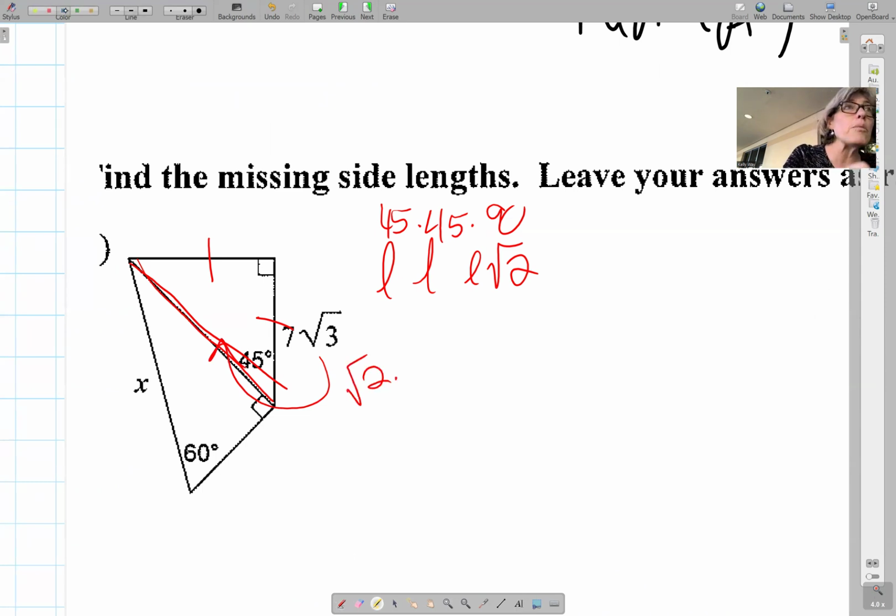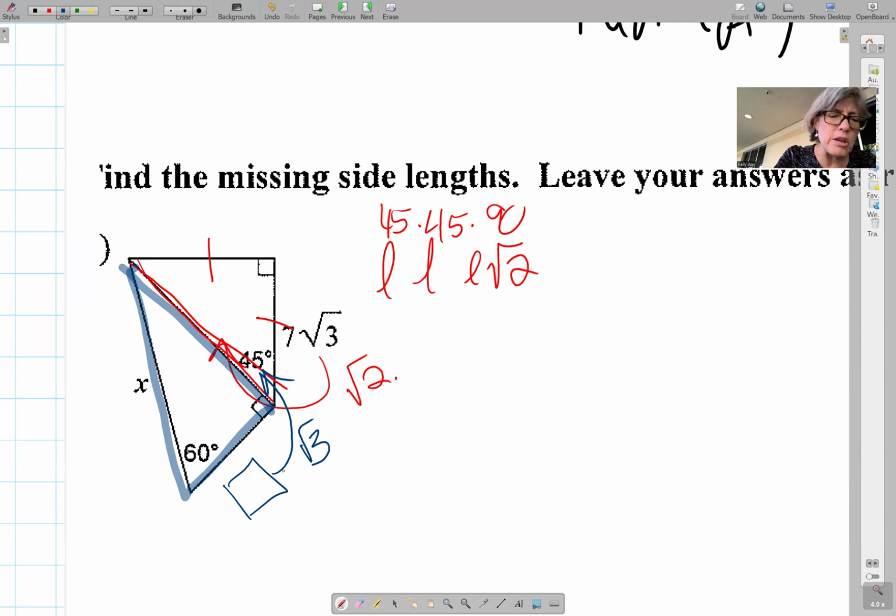And in here, we have 30, 60, 90. Short leg, we start with the short leg. Short leg to the long leg is root 3. Short leg to the hypo times by 2. So taking a look here, leg, this is 7 root 3, this is 7 root 3. Going times root 2, always show your work. Don't try to do that in your head.